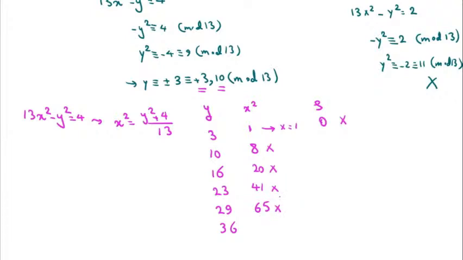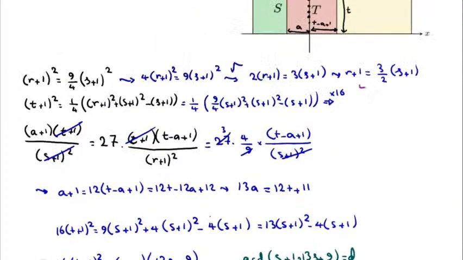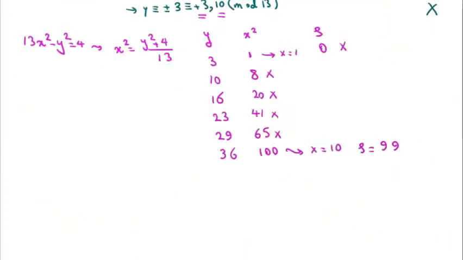If you try 36, 36 squared is 1296. Plus 4 will be 1,300, and if you divide by 13, it will be 100, and that's good. In this case, x will be 10. And because s is x squared minus 1, it is 100 minus 1, 99. And now, r plus 1 is 3 over 2 times s plus 1, which is 150, so r will be 150 minus 1, 149, and the last part, t.